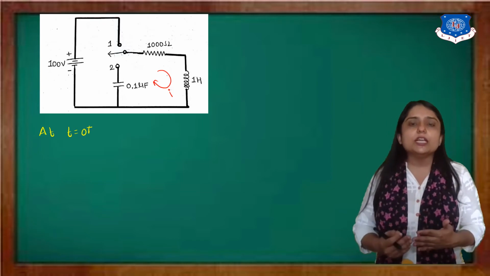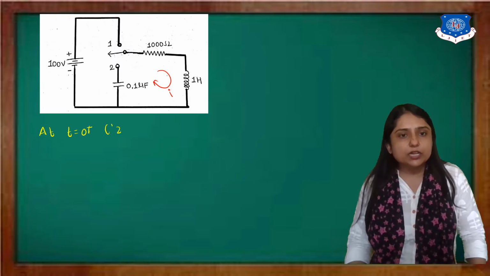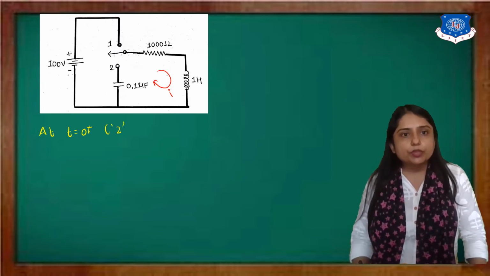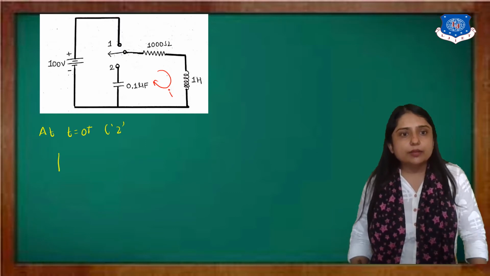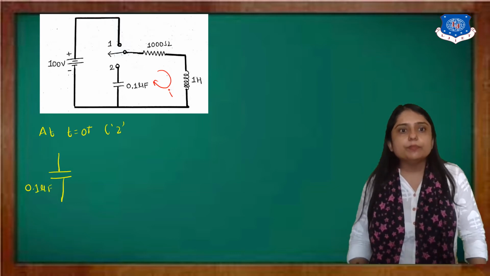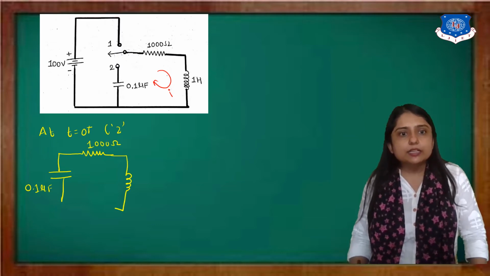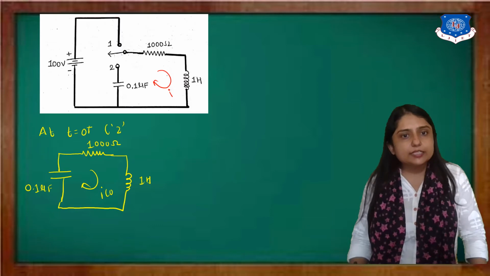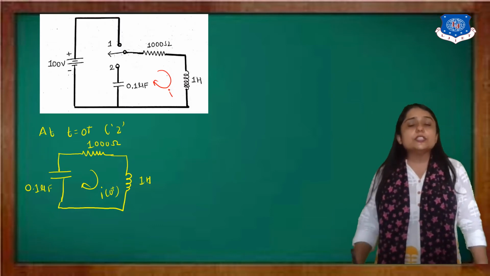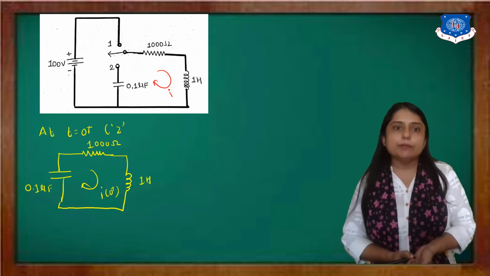So I will get the value of di/dt from that equation. Here at t equal to 0 plus, we know that our switch position is at 2. Then I just draw the diagram: the capacitor as it is, 0.1 microfarad, the resistor of 1000 ohm, and the inductor of 1 Henry, and this current is I(0+), right? Here I just consider the inductor and capacitor as it is because I want to find di/dt at 0 plus.